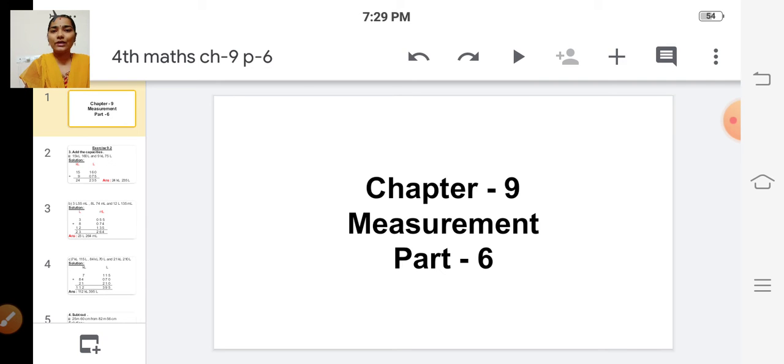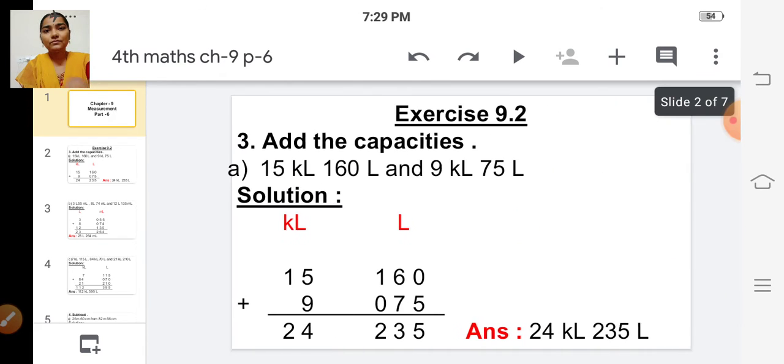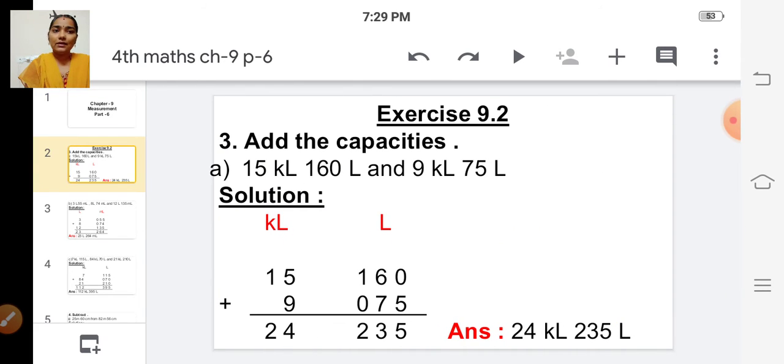Okay. So today we are going to learn addition of capacities. Okay, so we are going to add the capacities. So exercise 9.2, third problem.